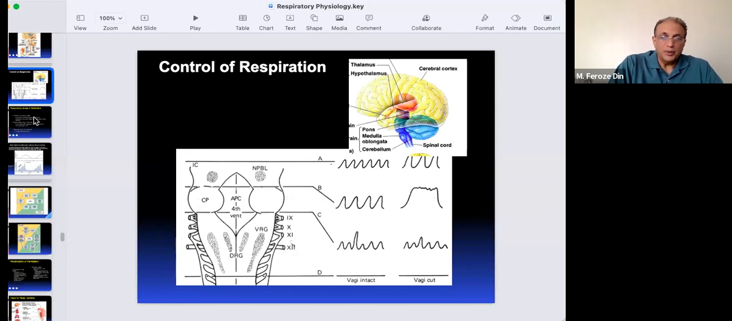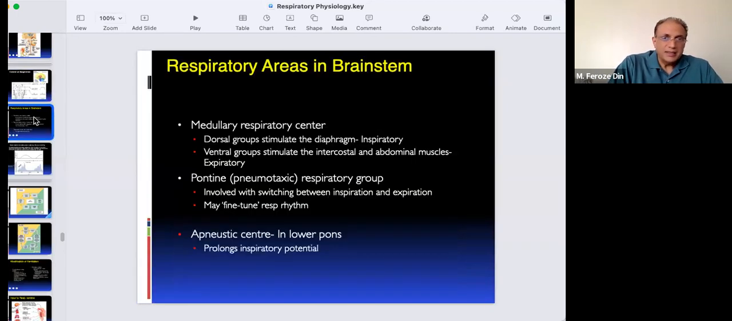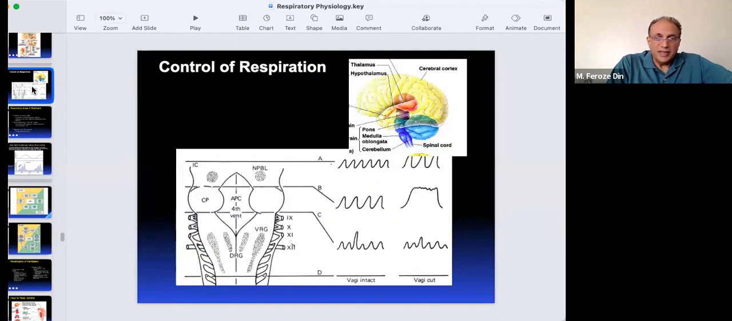All of these have different effects on respiration. In the medullary respiratory center, if you stimulate the dorsal group, it is largely inspiratory. The dorsal groups are inspiratory, and the ventral groups are largely expiratory. Those are easily remembered by the acronym DIVE: dorsal inspiratory, ventral expiratory. I'll show you this diagram again: the dorsal group here and the ventral group on the sides.